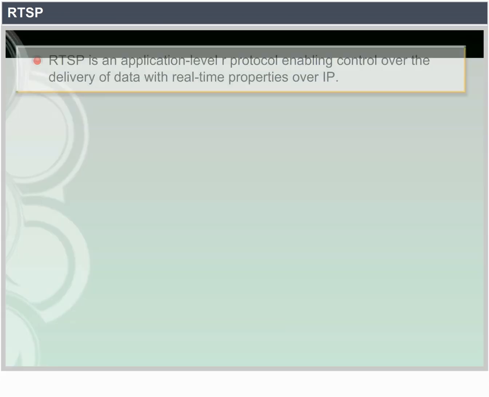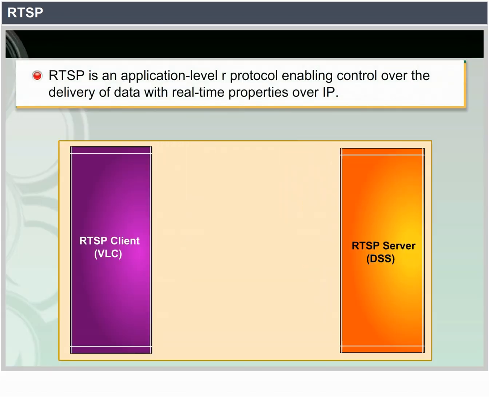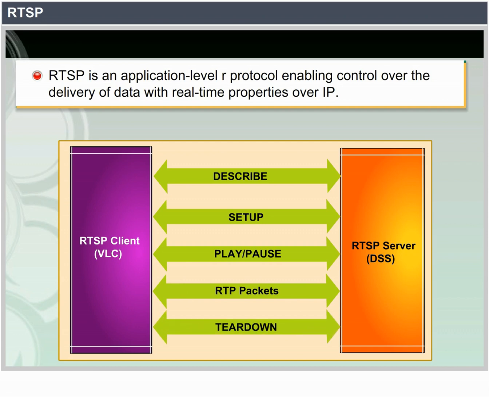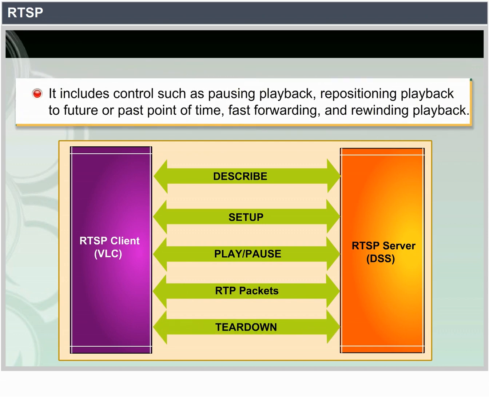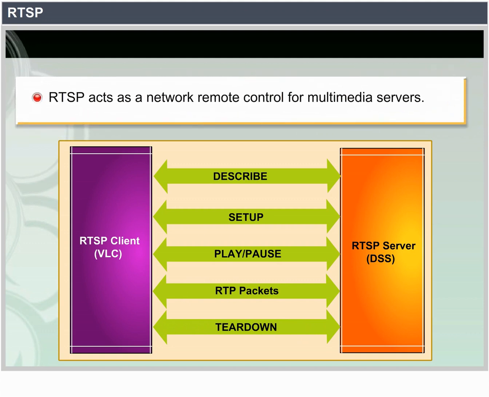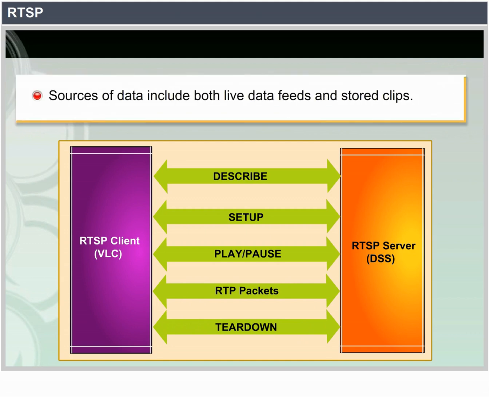RTSP. RTSP is an application-level protocol that enables control over the delivery of data with real-time properties over IP. Such control includes pausing playback, repositioning playback to a future or past point of time, fast-forwarding, and rewinding playback. RTSP acts as a network remote control for multimedia servers. Sources of data include both live data feeds and stored clips.